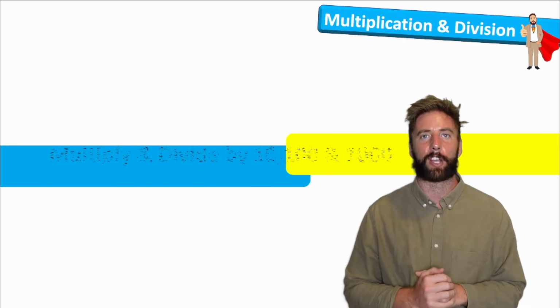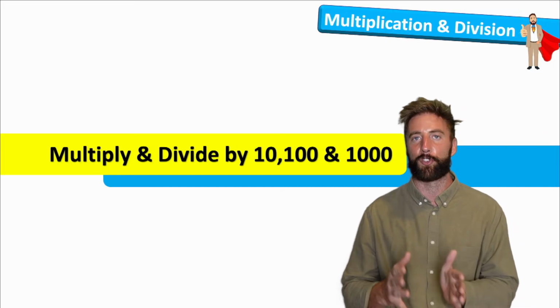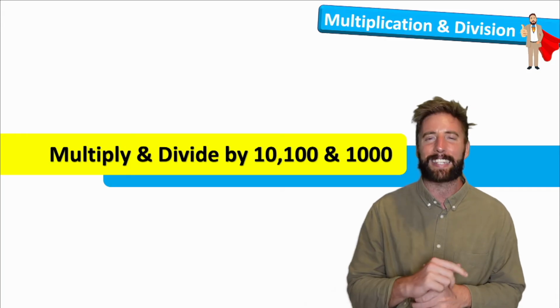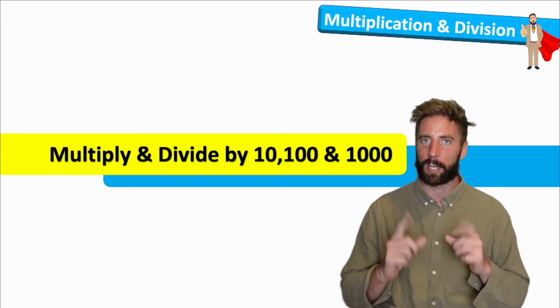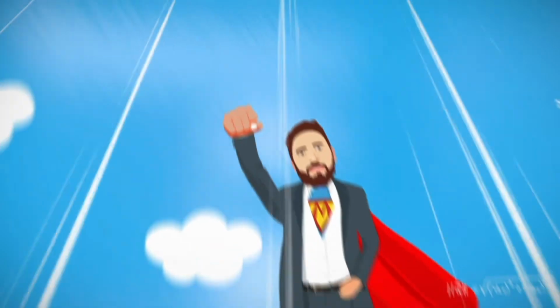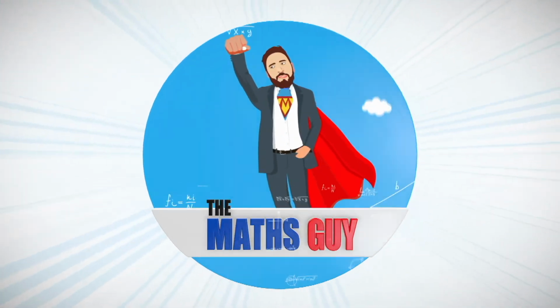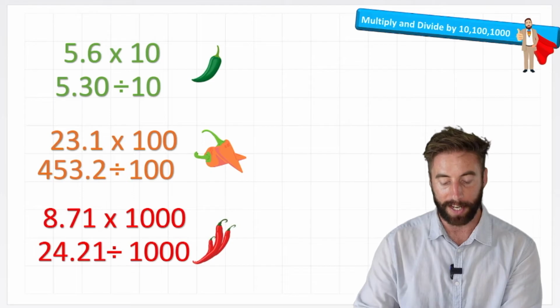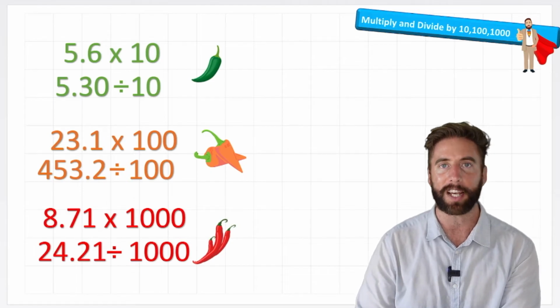Okay, let's now look at how to multiply and divide by 10, 100 and 1,000. This is a classic question that always comes up in the SATs, so let's pay attention to this one. Here we go. Okay, so we've got these 3 sets of questions here. They're going to get progressively more challenging as we go along.